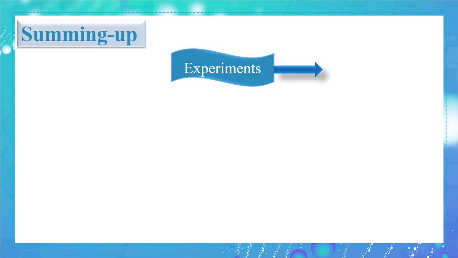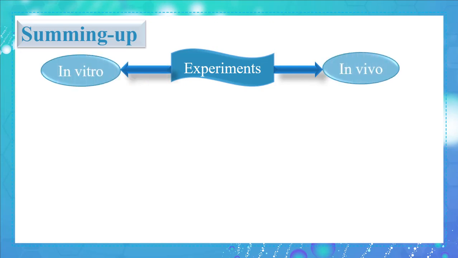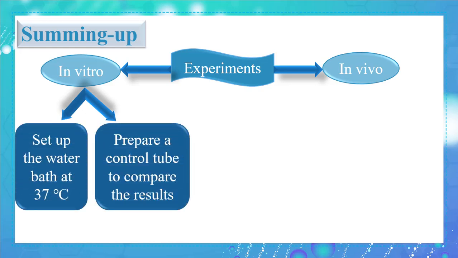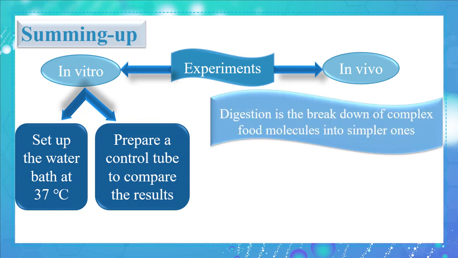Now let's sum it up. There are two types of experiments, in vivo and in vitro. While preparing an in vitro experiment, set up the water bath at 37 degrees Celsius and prepare a control tube to compare the results at the end of the experiment.